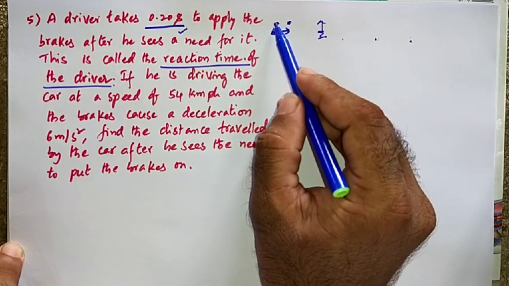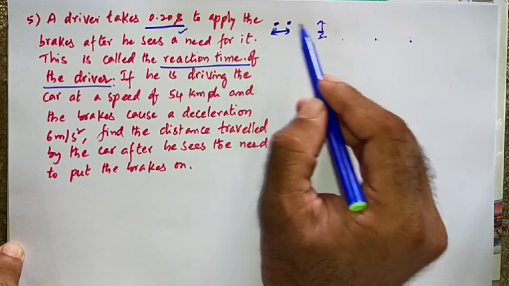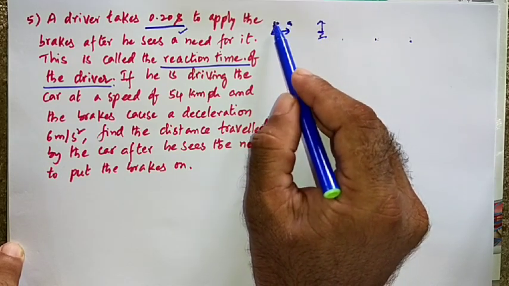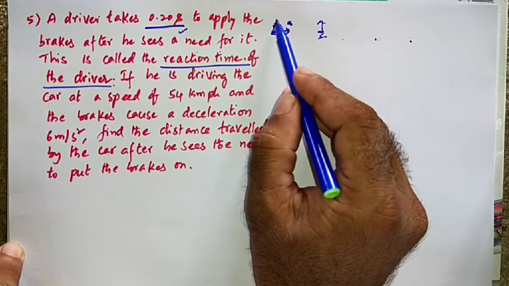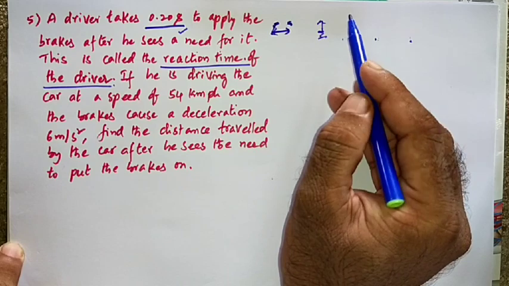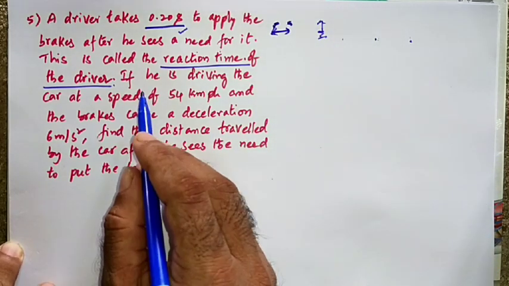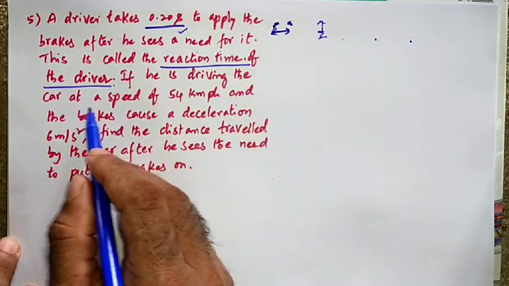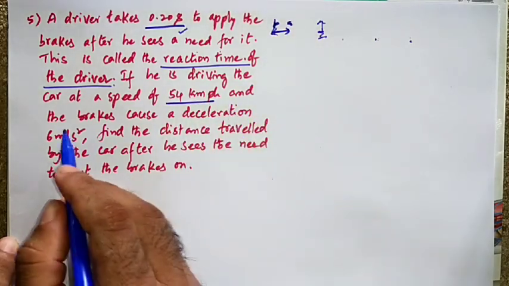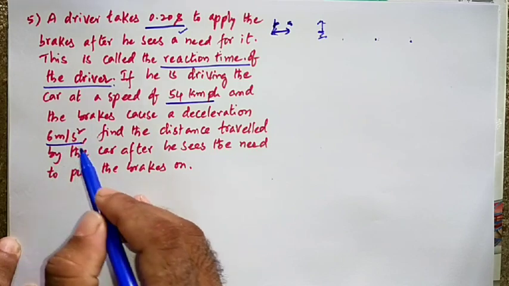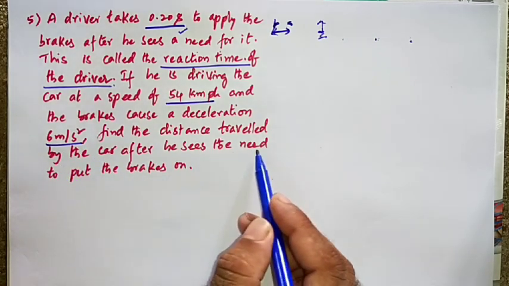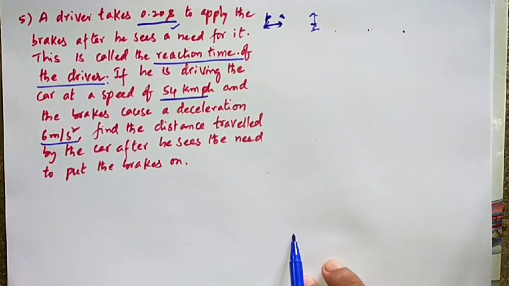Understood? You see the kid walking on the road suddenly, and you apply brakes. This time is called reaction time. During that reaction time, our vehicle will be moving. Yes or no? Very good. Now see that. If he is driving the car at a speed of 50 km per hour, and the brakes cause a deceleration of 6 meters per second squared, find the distance traveled by the car after he sees the need to put the brakes on.